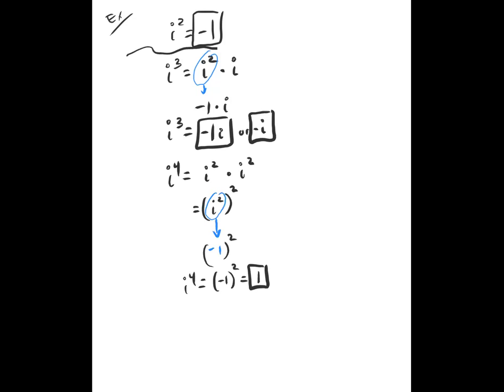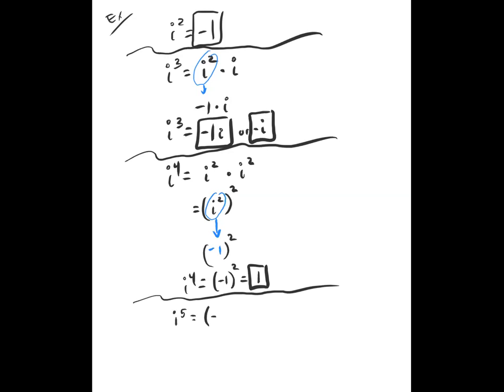Right, so I have my first one, i second, I have i to the third, and over here I have i to the fourth. So then what about i to the power of 5? Well, i to the power of 5, we can say is i to the power of 2, that's to the power of 2 times i.